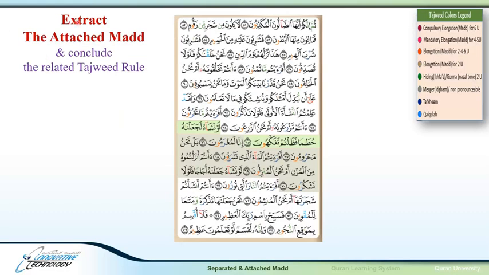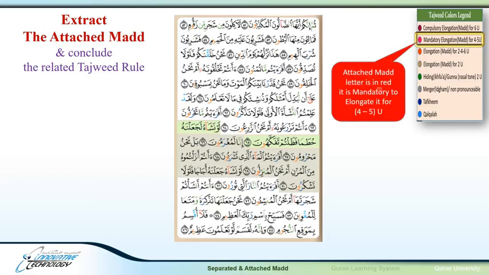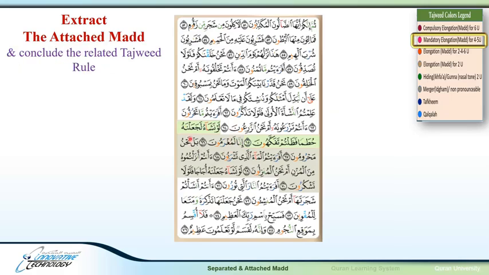Yudi. Now we're going to practice extracting the attached mad and conclude the related tajweed rule from the shaded verses of the Quran. Remember that the attached mad is given the color bright red, and the attached mad letter is in red, and it's mandatory to elongate it for 4 to 5 units. First example is "nasha". "Nasha" is an attached mad, the hamza and the alif in the same word, and the rule is mandatory elongation for 4 units.